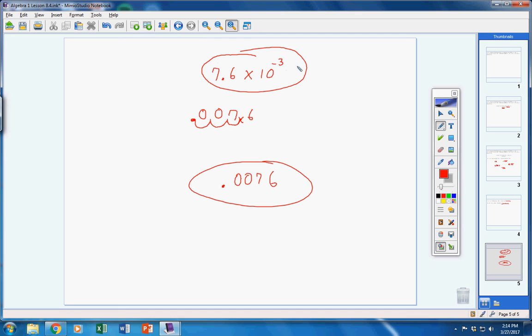So this number here is the exact same number as this number here. They're just written in different forms. This number up here is written in scientific notation, and this number here is written in decimal form.